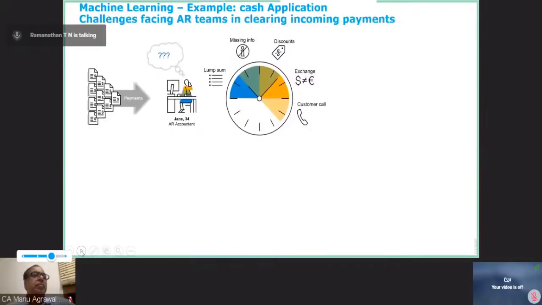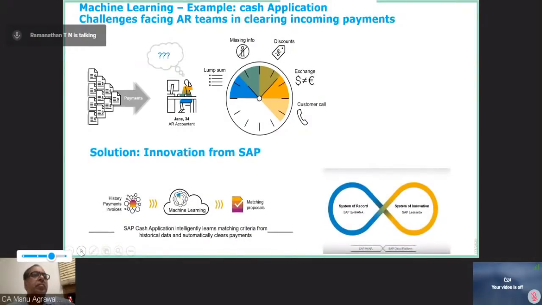So typically organizations try to apply their customer collections, right? So there is a certain judgmental element involved when a receivable accountant or cash accountant tries to apply the payment on the customer's receivables, right? That element is being intelligently studied through the patterns, and machine learning is applied.